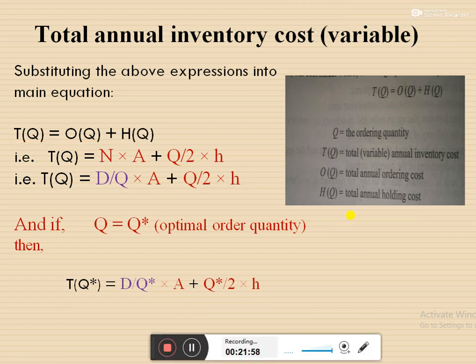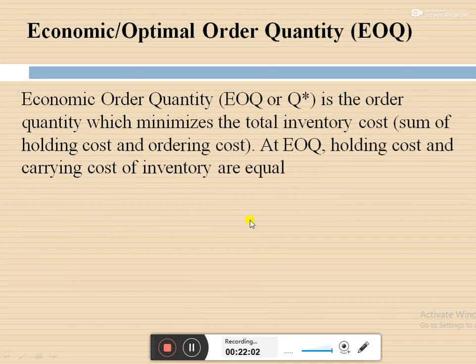Now we would calculate the Q star, or optimal order quantity, that is generally represented as economic order quantity, or EOQ. So economic order quantity basically represents the quantity which minimizes the total inventory cost, or which minimizes the sum of holding cost and ordering cost.